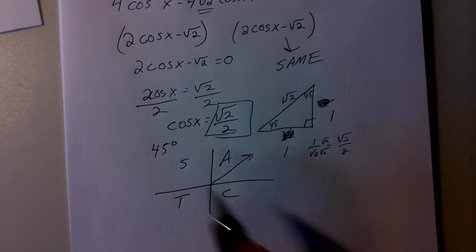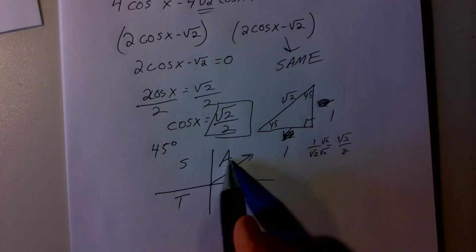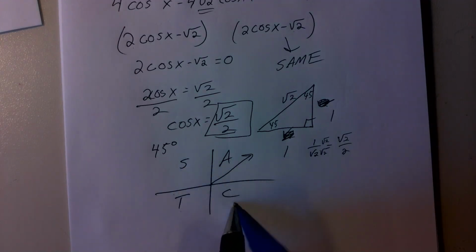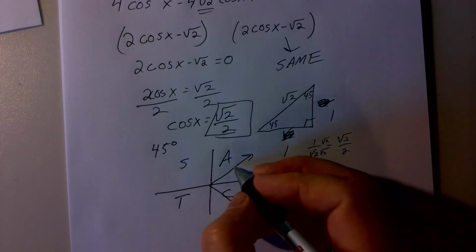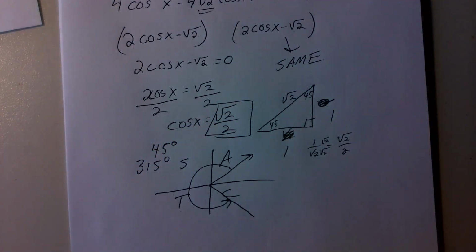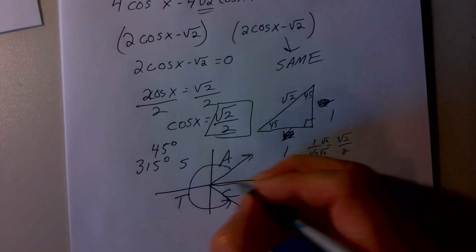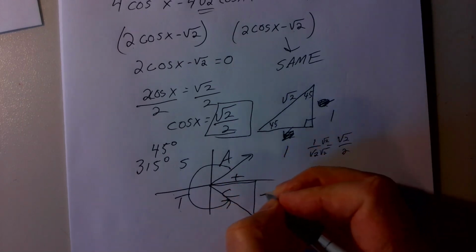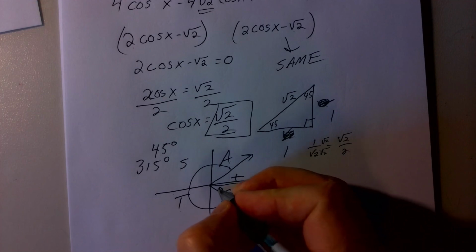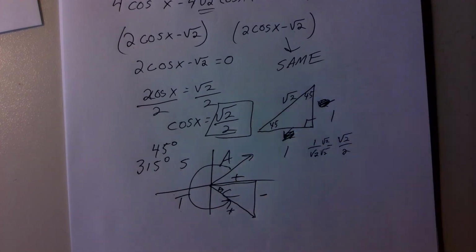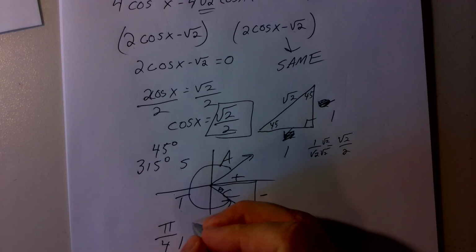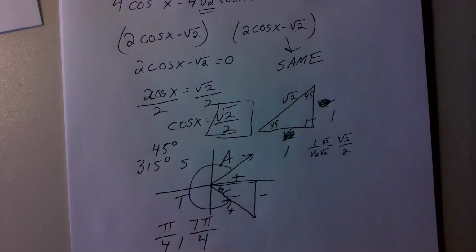ASTC, positive cosine. All of them are positive here. Sine's only positive in this realm. Tangent's only positive in this realm. And cosine is positive still over here. So it looks like I got 45 and 315 degrees. And again, see if this makes sense to you. If I draw this little triangle right in here, this length is positive, this length is negative. Hypotenuse is always positive. So if we're looking at adjacent over hypotenuse, there's theta. That's positive over positive. That's why it's positive for this thing. So 45 and 315, or pi over 4 and 7 pi over 4.